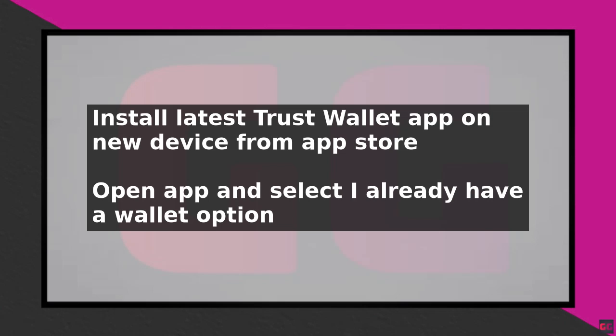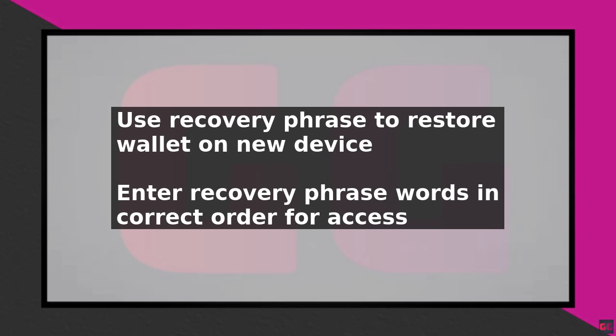Next, open the app and click on the option that says I already have a wallet. This will prompt you to choose a method to restore your wallet. Since you want to access your existing wallet on a new device, you will need to use the recovery phrase. The recovery phrase is a list of words that were given to you when you first created your wallet. It is used to restore your wallet on a new device, so make sure you have it readily available.